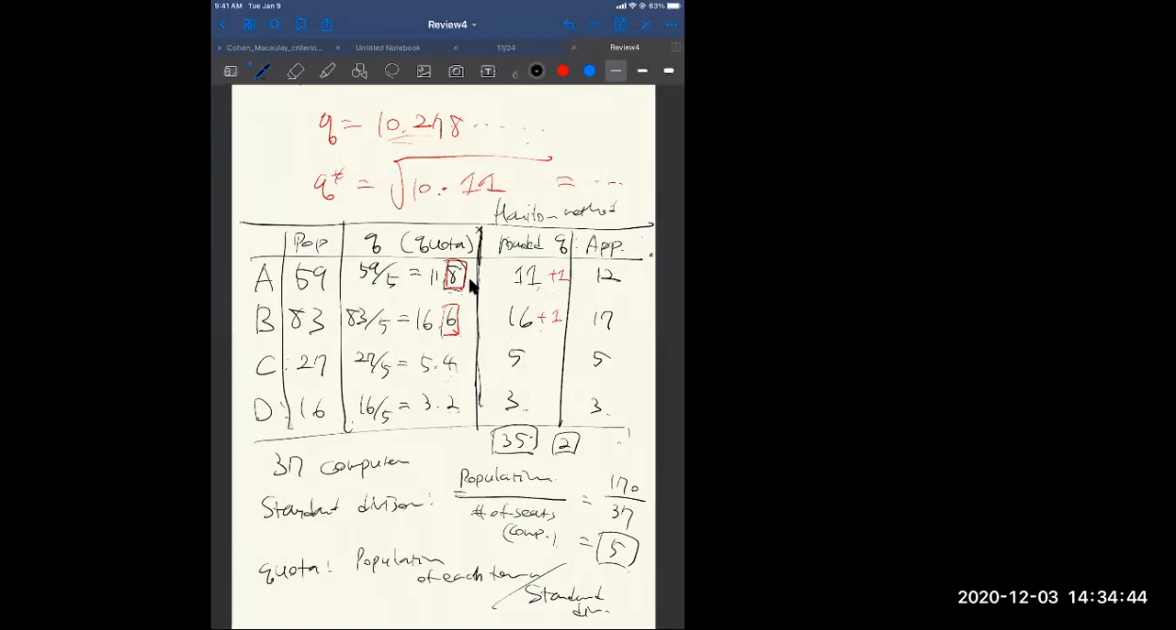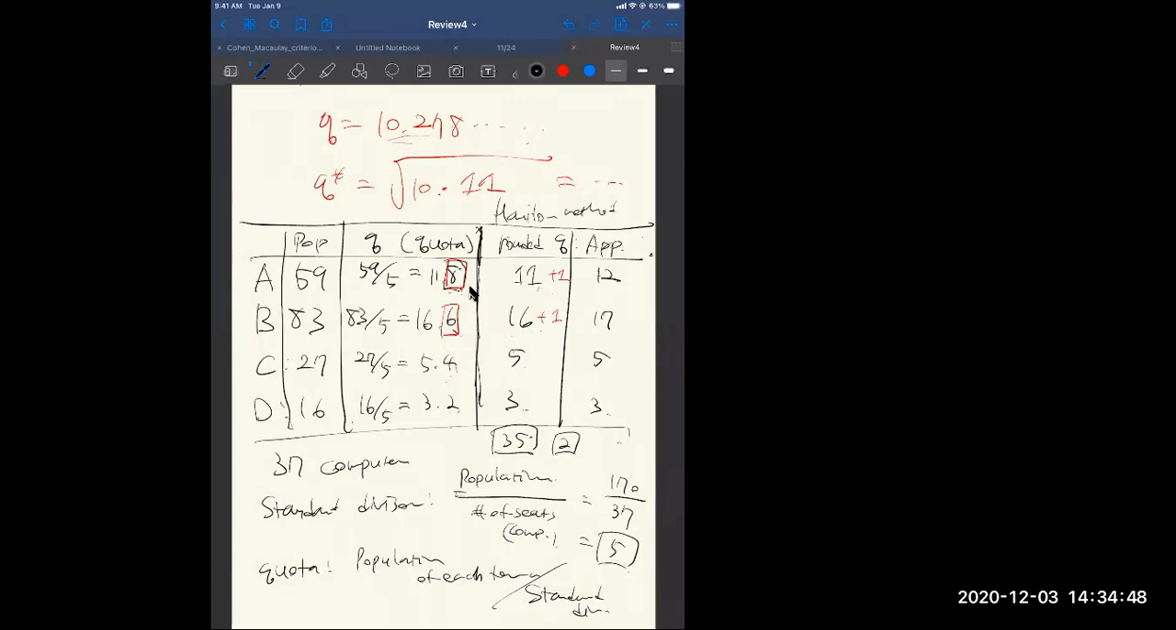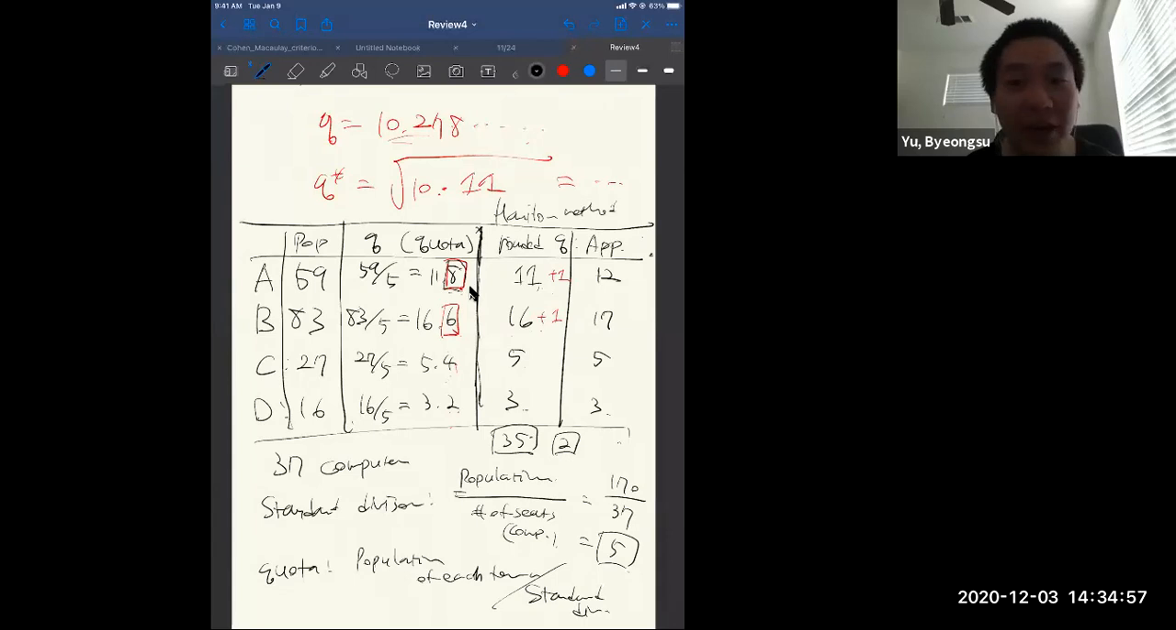Could you ask me your question again, please? Yeah, sorry. I think she's asking if, for instance, we need 37 computers and we end up with like 39, what do we do then? In the case of Hamilton, it cannot happen because we already round it down.